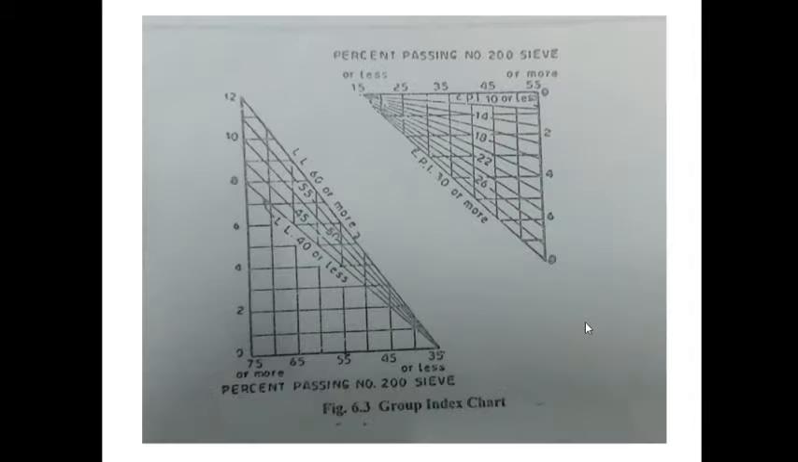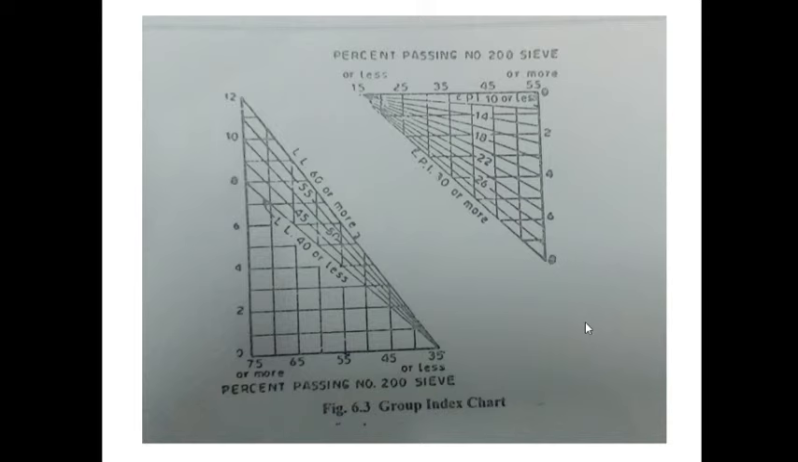The x-axis of one chart is the percentage passing the number 200 sieve, that is, the percentage passing the 75 micron sieve, whereas the y-axis is the group index value. In another chart, the x-axis shows the percentage passing the 200 sieve or more, and the y-axis is the group index value.